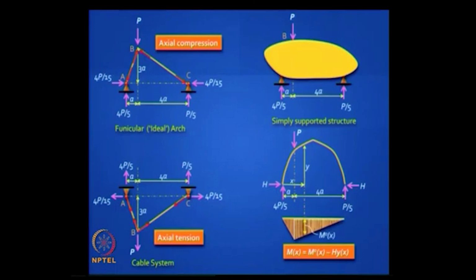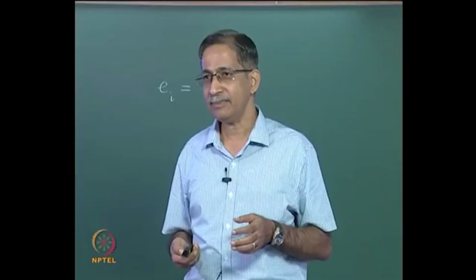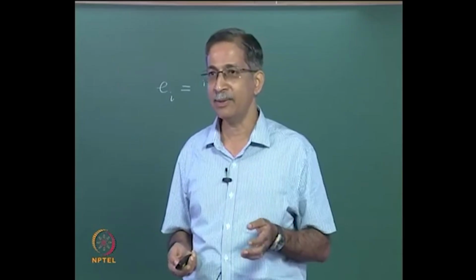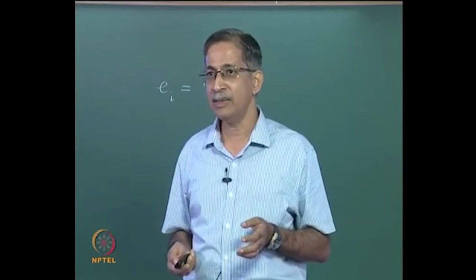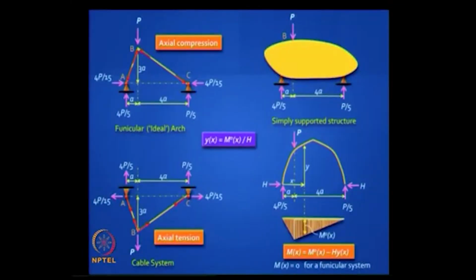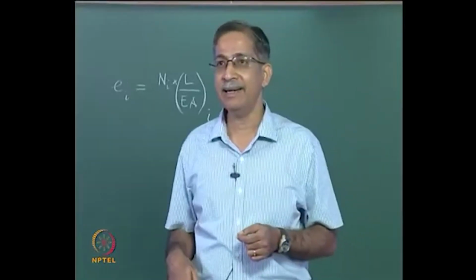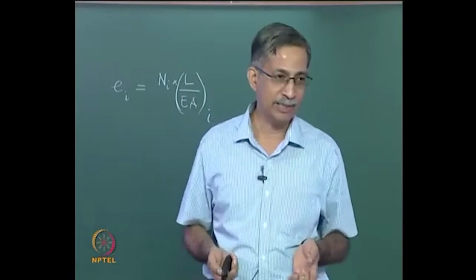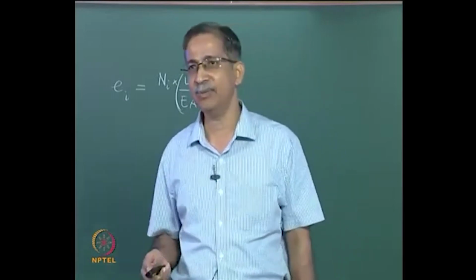Now a funicular shape is one where M naught is equal to H into y, or rather you can say y is equal to M naught by H, and if H is a constant, it clearly follows that if the shape of y, the ordinate of your frame at any location, resembles your bending moment diagram, then you have got a funicular shape. So it is very easy to appreciate this point.